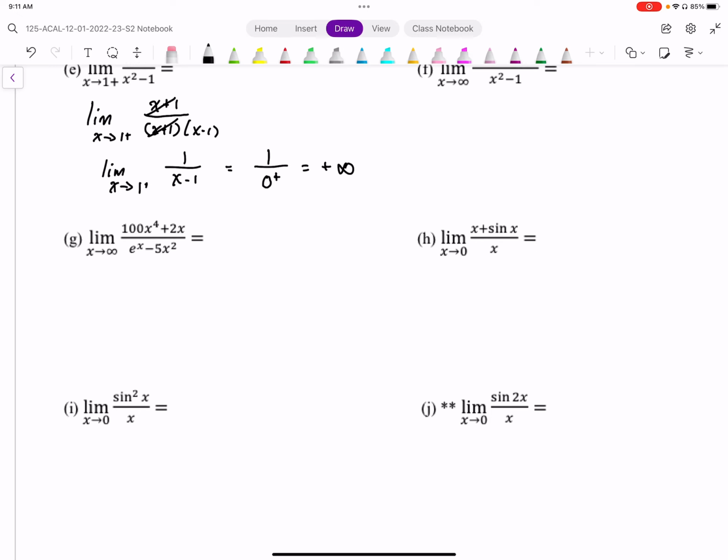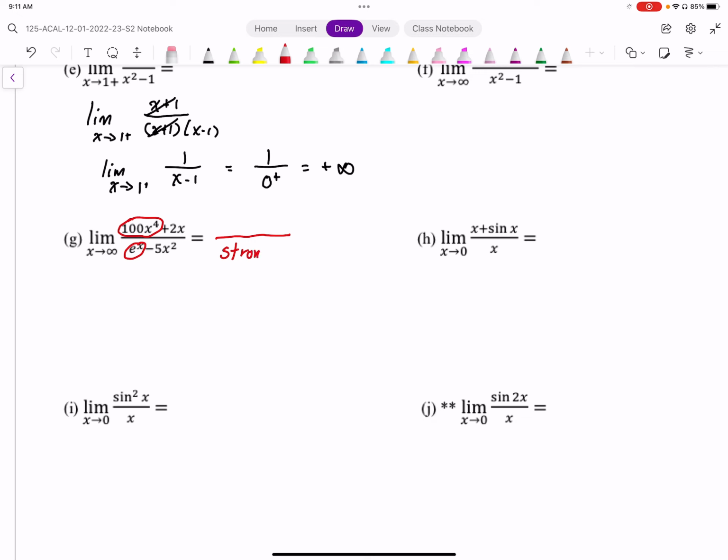Taking a look at g, for g we have a limit at infinity, so this is end-point behavior, and we can use a strong over weak argument. So if we take a look at the highest power, that is x to the power 4 in the numerator, and then we look at the most powerful part of the denominator, e to the x, we end up having this situation where e to the x is the strongest function.